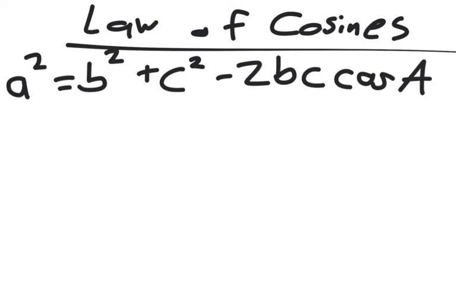Well, for the law of cosines, it's going to be different. For the law of cosines, you're not going to have a pair. What you're going to have is two sides, B and C, and you're going to have an angle that is opposite the missing side, A. That's why they're labeled A and A.